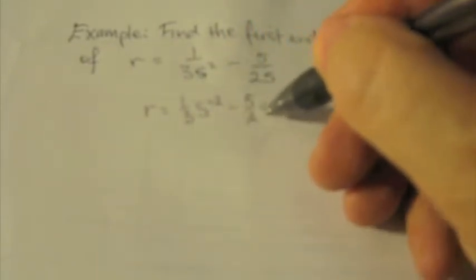Okay, in this example we're required to find the first and the second derivative of this function of r in the variable s. Okay, so in this question here, the first thing you should do is rewrite this with negative exponents. So it would be the same as r is equal to 1/3 s to the negative 2 minus 5 on 2 s to the negative 1.